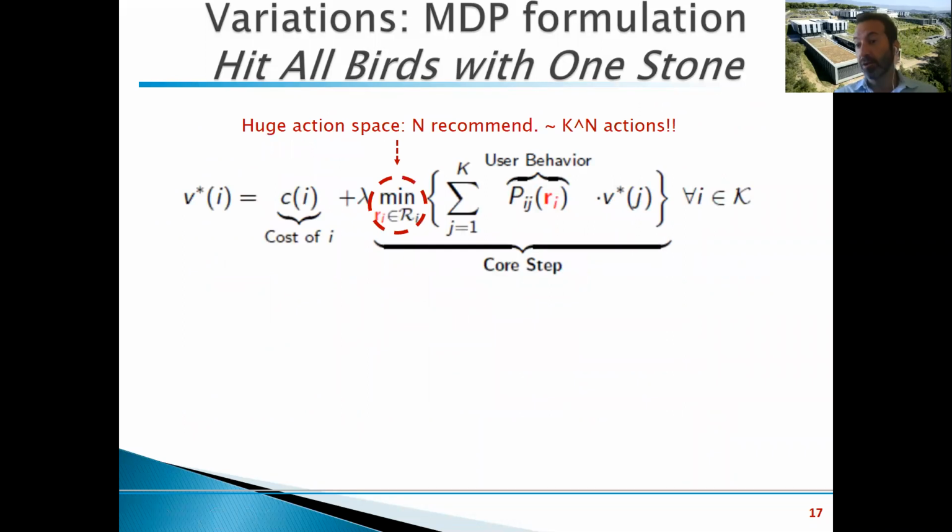The second concern that we had had to do with complexity. So let's see, what is the complexity of solving this problem? Well, if you consider a vanilla MDP, usually you have a discrete state here.